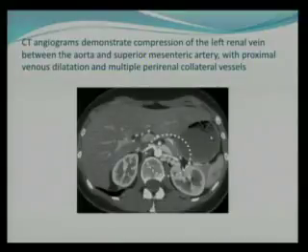So CT angiograms are showing you that there is a compression between the aorta and the superior mesenteric artery in this interval. Does anybody know what is the normal caliber of this interval?